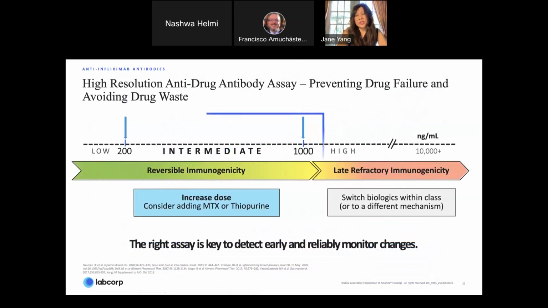Green and yellow zones here are a window of opportunity during the early stages of immunogenicity to increase dose and/or add methotrexate or thiopurine to treat away antibodies and look for restoration of clinical response. Therefore, high-resolution antidrug antibodies may be the key to detecting early immunogenicity and reliably monitoring its successful reversal.